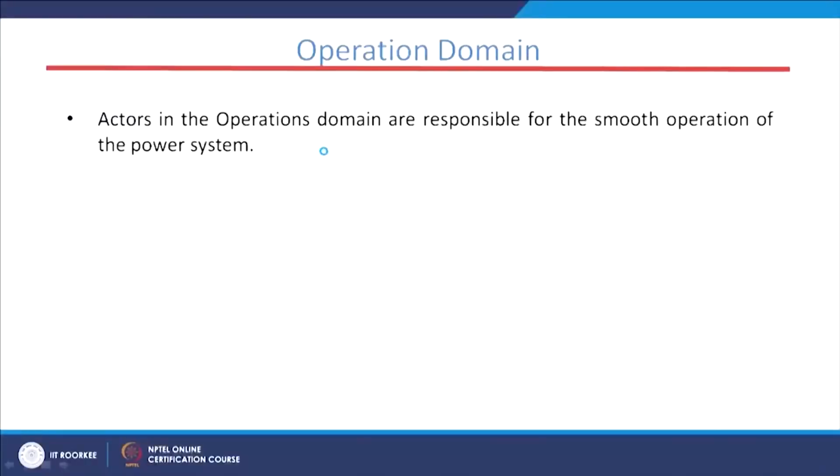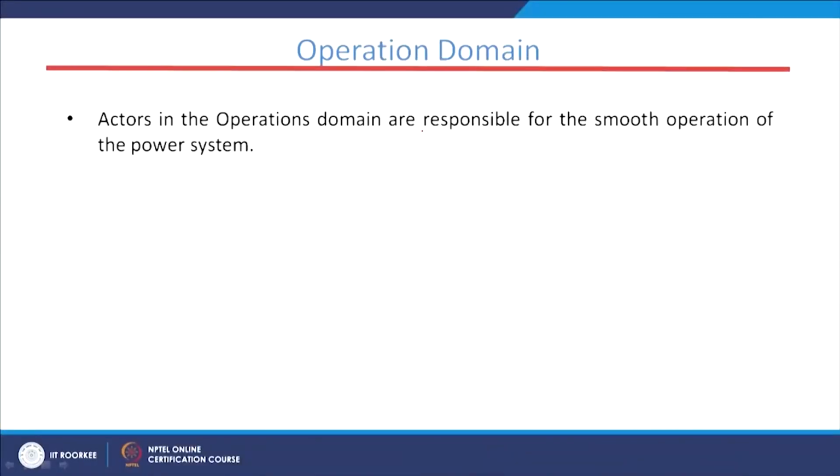I will say this particular domain is very huge if we compare it to other domains like the customer domain or the market domain. This operation domain is very important and it is a large scale domain. It is responsible for the smooth operation of the power system, nothing else. Our main target of this operation domain is to maintain, operate, monitor, and control the smart grid in a very secure, dependable and reliable manner. That is the aim of this operation domain.